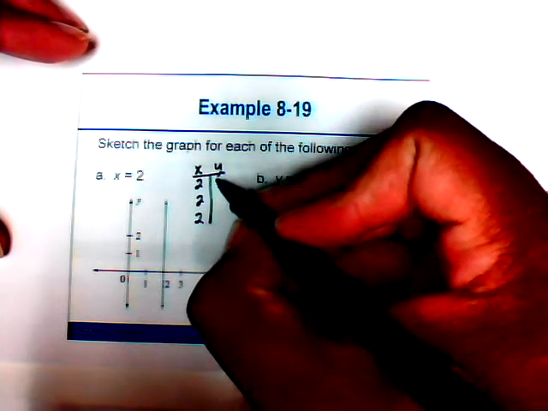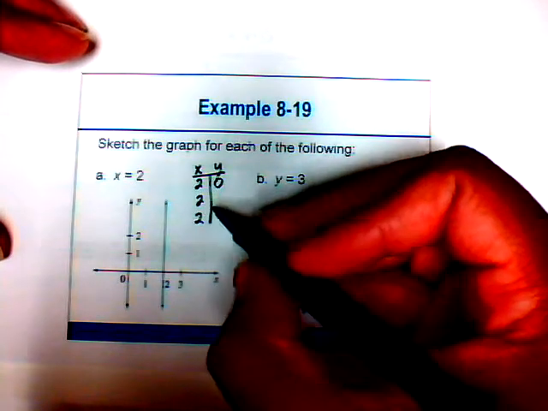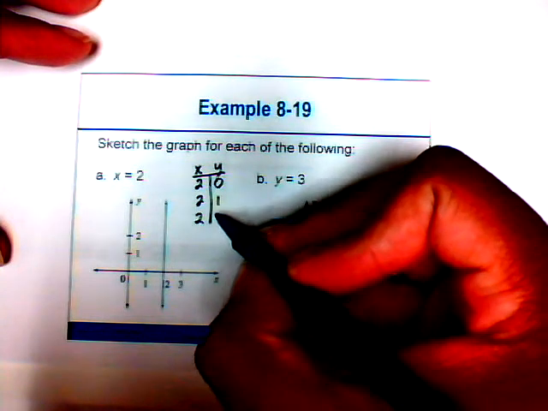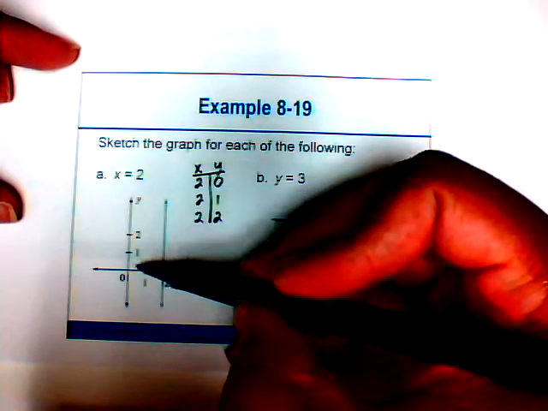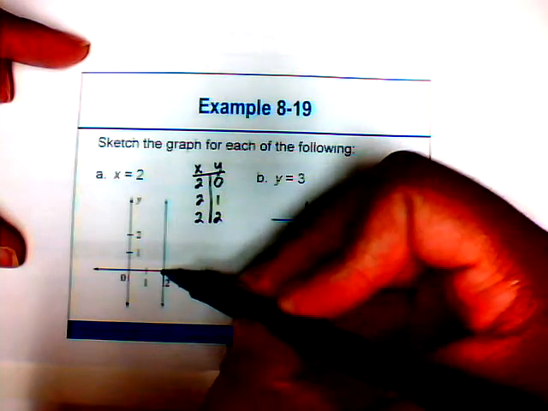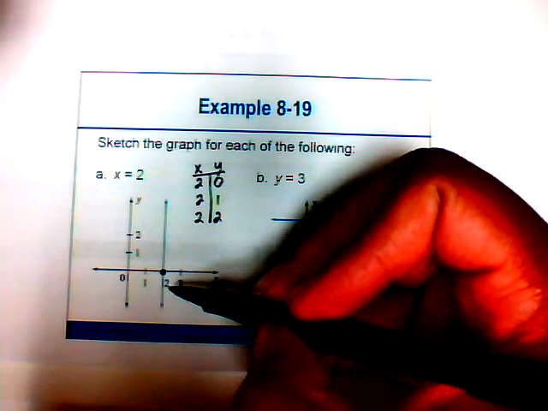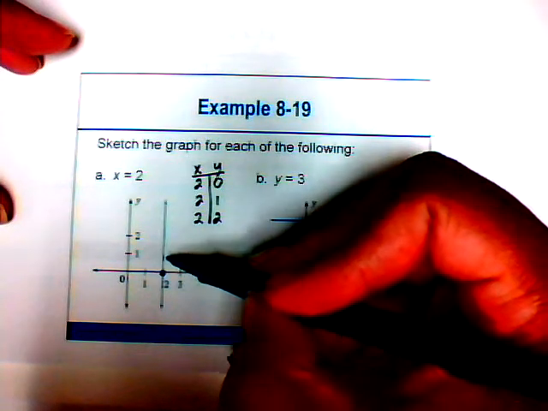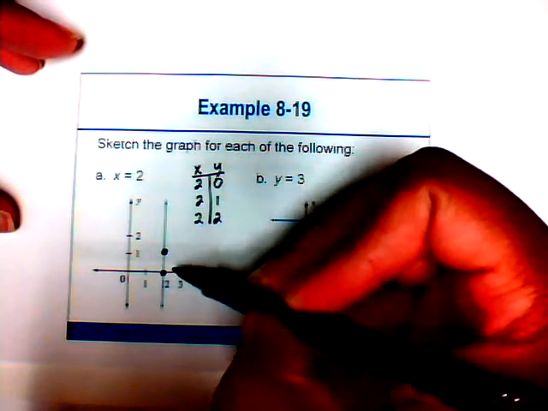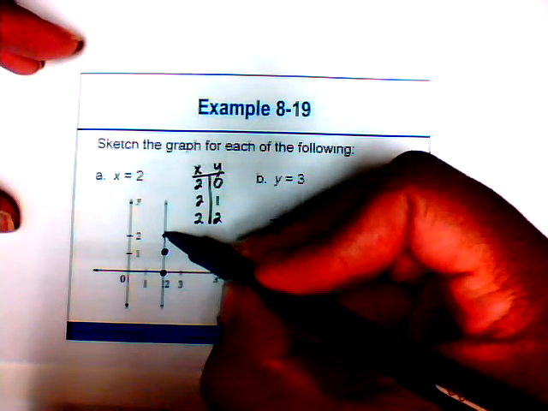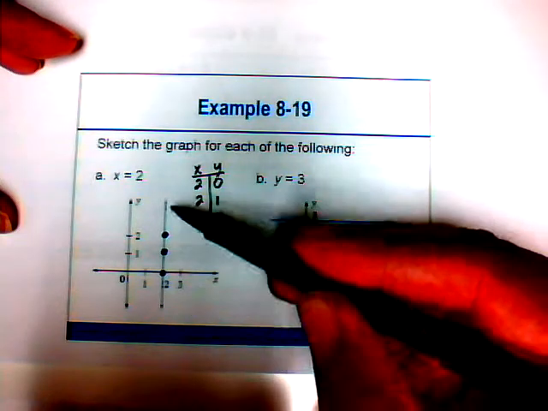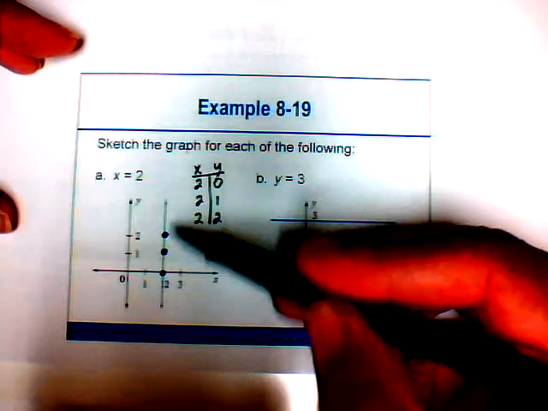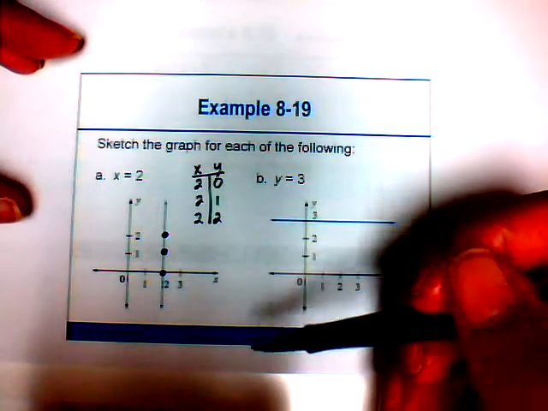Here, for this 2, the y could be 0. For this 2, the y could be 1. And for this 2, the y can be 2. And then I simply plot those points. (2, 0) is the first ordered pair, so I go to the right 2, and it's on the x-axis, so we'll draw that point. (2, 1) means go to the right 2 and up 1. Draw the point. (2, 2) means go to the right 2 and up 2. And draw the point. And as you can see, those 3 points form a vertical line. And that's the graph of the vertical line with the equation x is equal to 2.